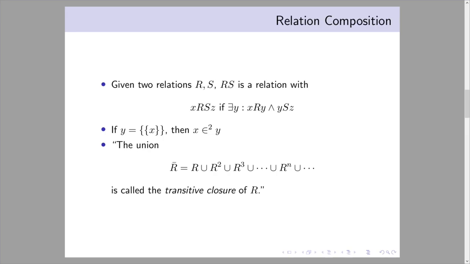We can also use this exponent notation to describe transitive closures. If we have a particular relation R, we're interested in looking at the relation between x's and y's that are either directly related to each other, or x is related to some intermediate value which is related to y, or x is related to a sequence of two intermediate values which is related to y, and so on and so forth.